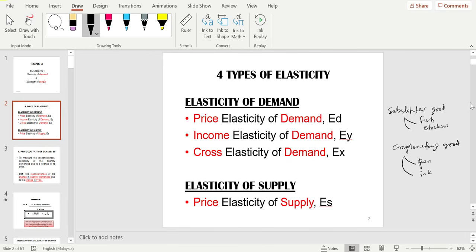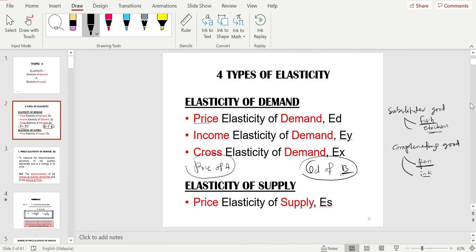Alright, so here in terms of cross elasticity of demand, this is quantity demand. We would like to see the relationship between the price of one product, price of A, and how the change in price of A affects the quantity demand of good B, a different good. For example, when the price of pen changes, what is the effect on good B, ink? That is the meaning of cross. Different types of good. When the price of fish changes, how will it affect the quantity demand of chicken? That is the meaning of cross. Different types of good.